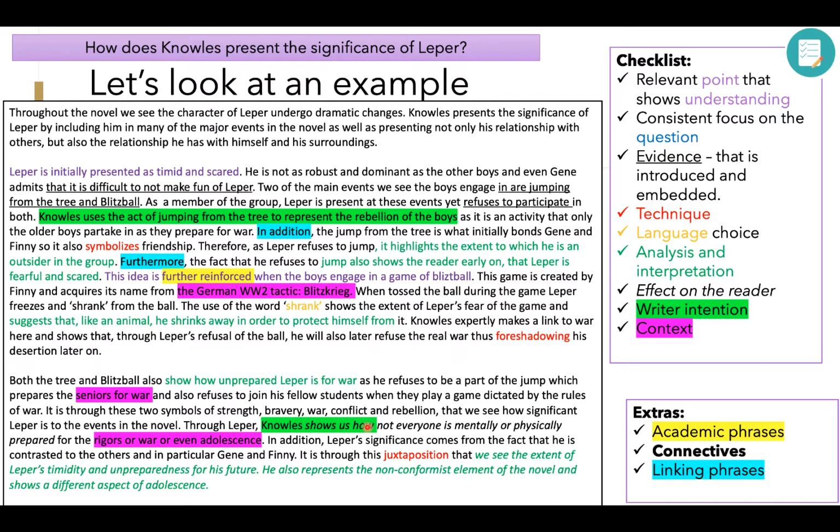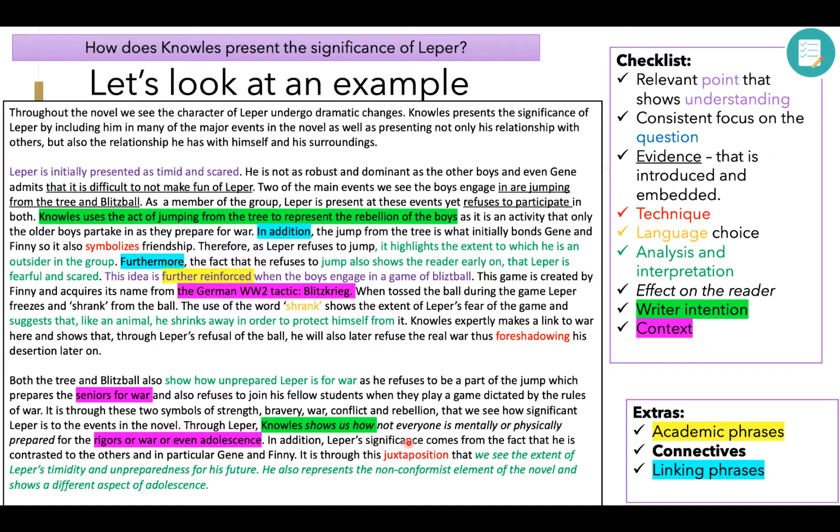Through Leper, Knowles shows us, so we've got authorial intention here, how not everyone is mentally or physically prepared for the rigours of war or even for adolescence. Now, even though these are very small, they are still context, because the jump that the seniors undertake is not actually supposed to be for Finny and Gene's year group. It's part of their training, preparing them for the fact that they're about to go off to war. That is context. The fact that the novel is not only about war, but also about adolescence, is also context, because this links to the reasons why Knowles wrote the novel and what his influences were.